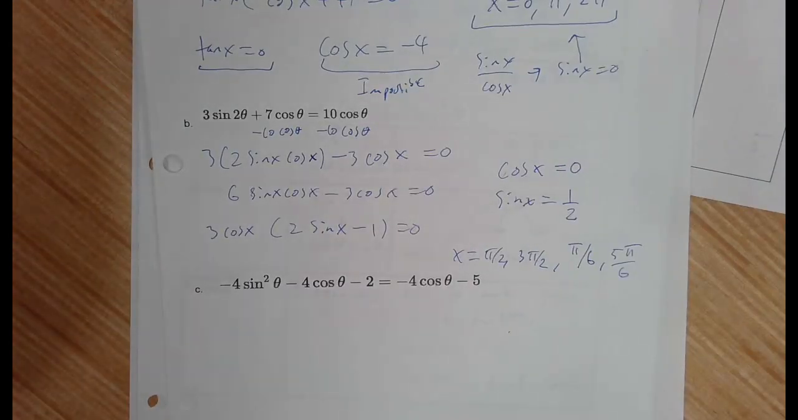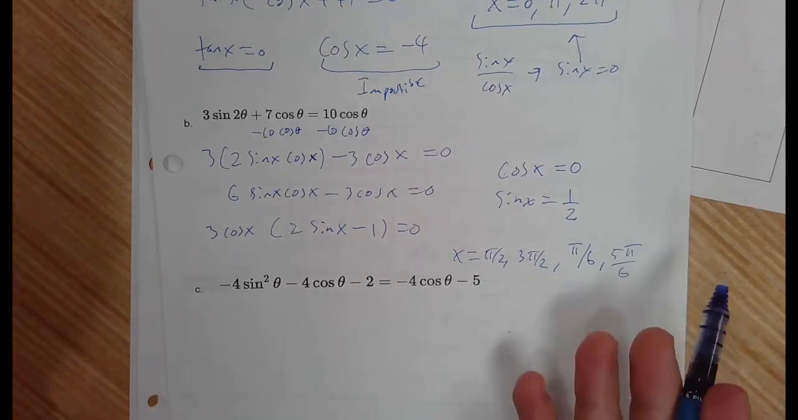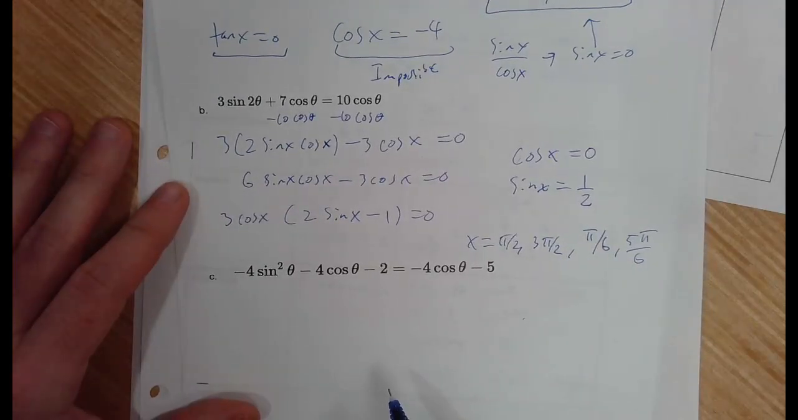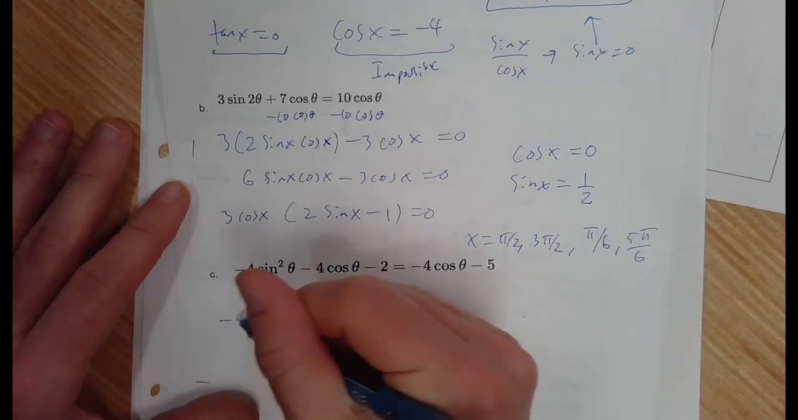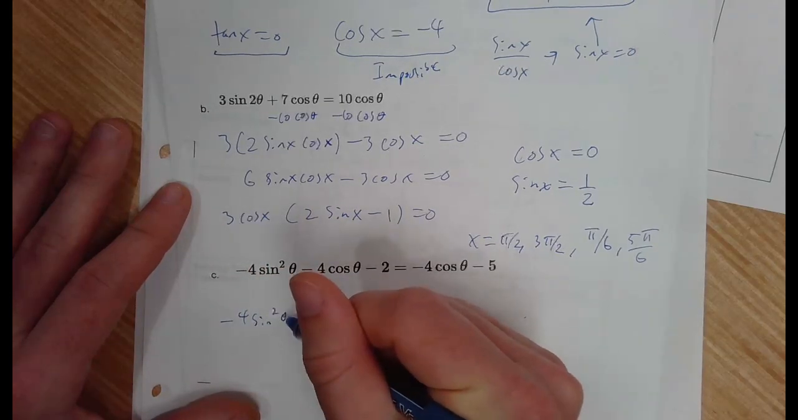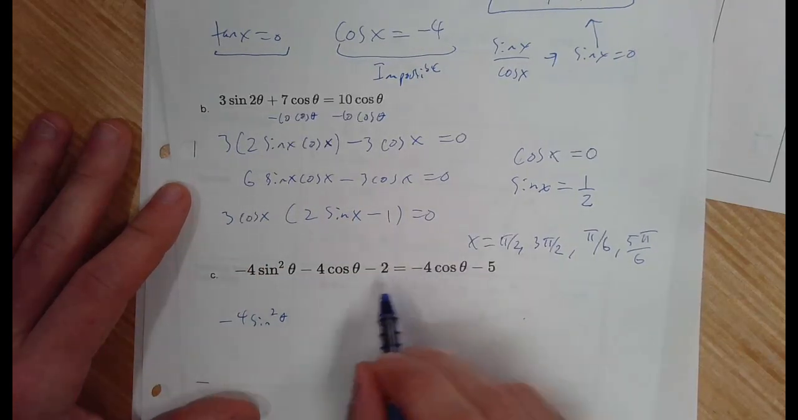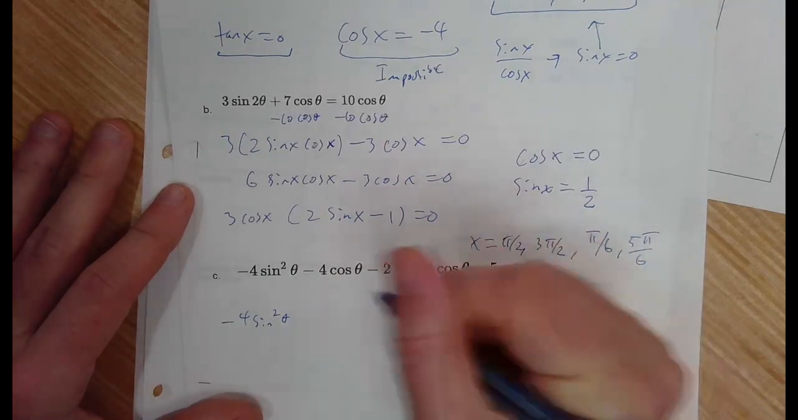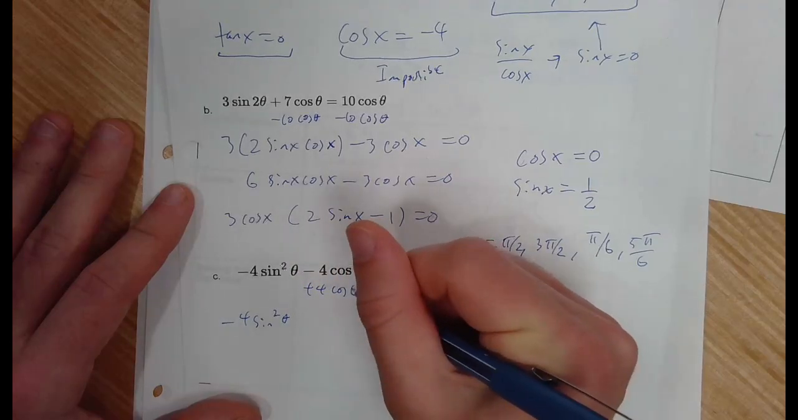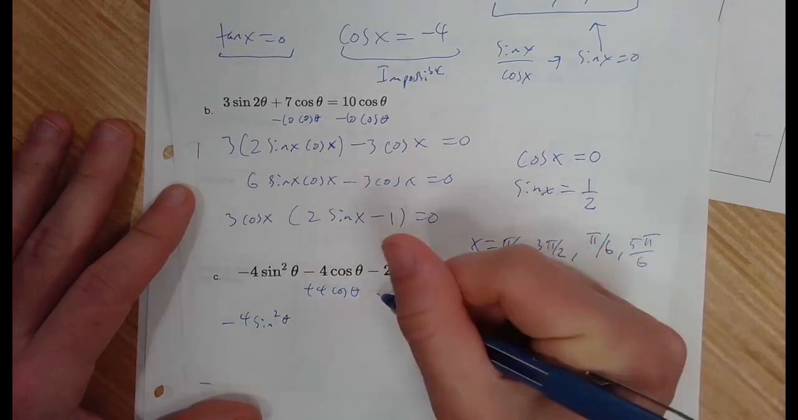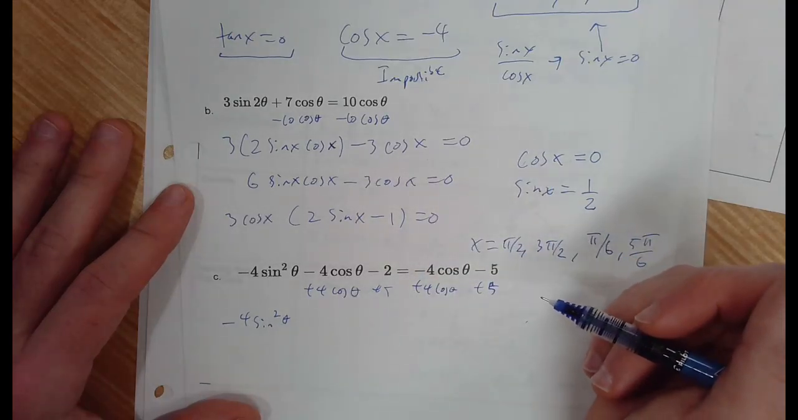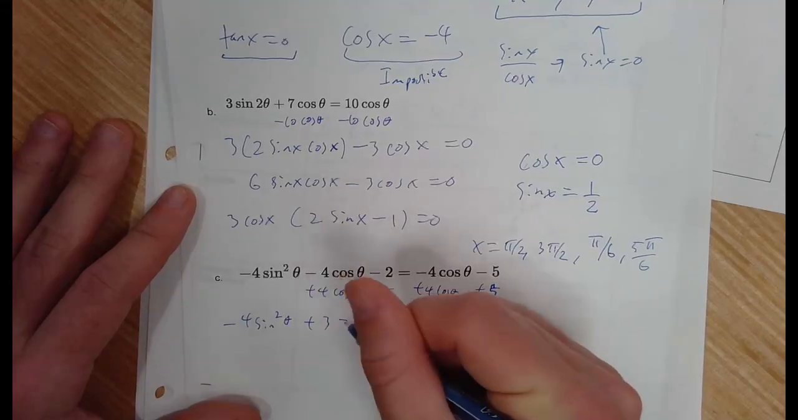Okay, last one. This one, we have a mixture of sine and cosine. First things first, we're just going to move everything over to the left side, make everything on one side. So it's going to be -4 sine squared theta, and then we're adding 4 cosine theta, and then plus the 5. So it'll just be plus 3 equals 0.